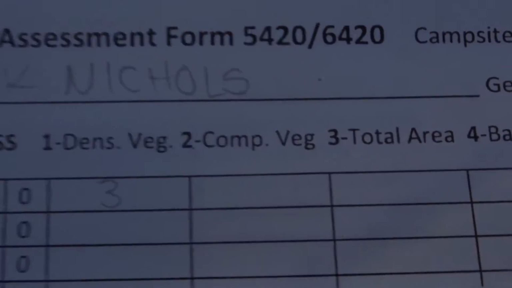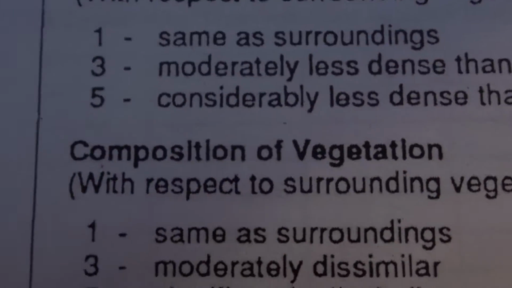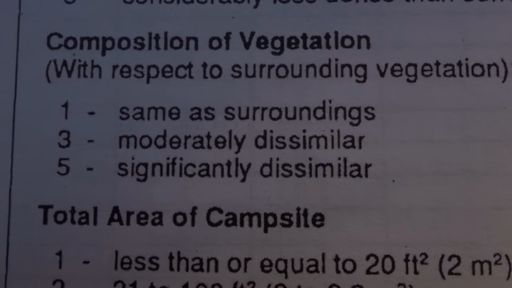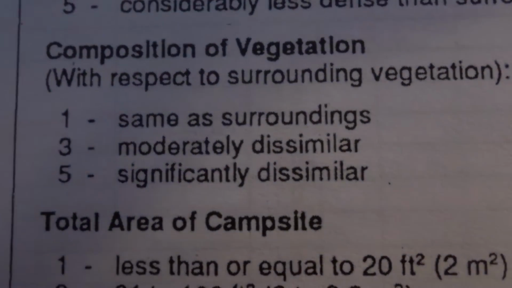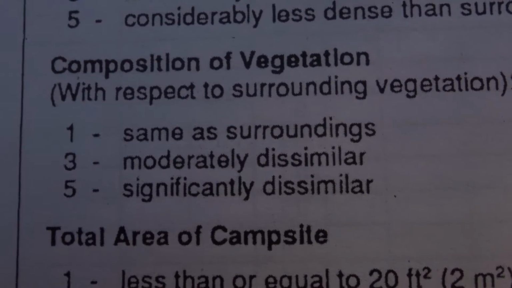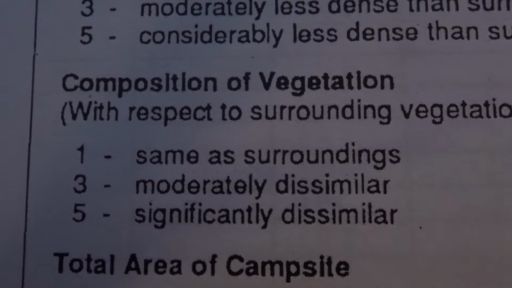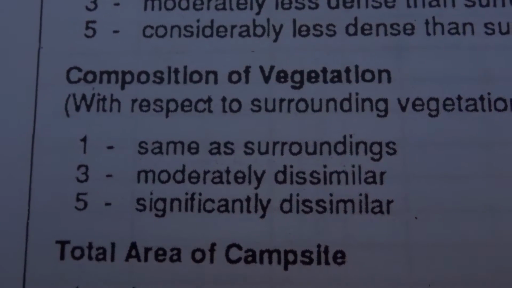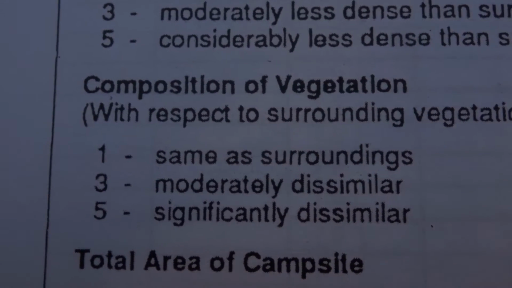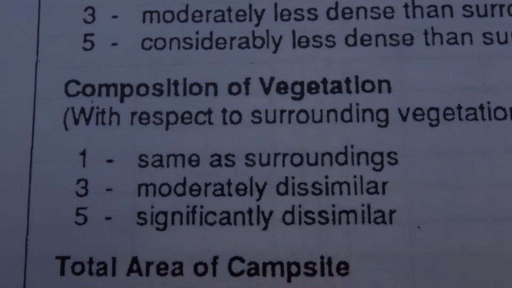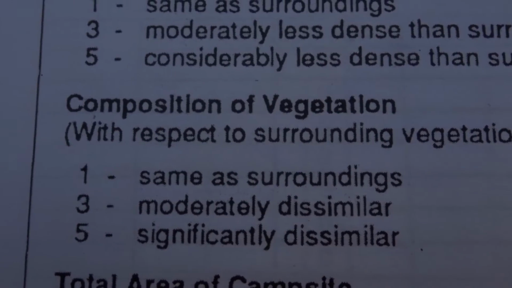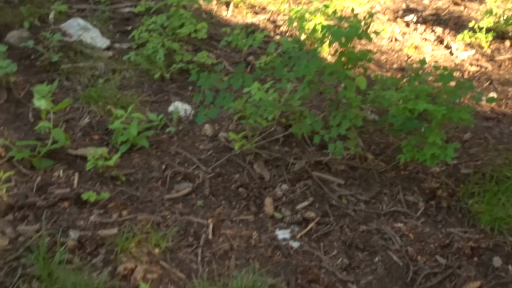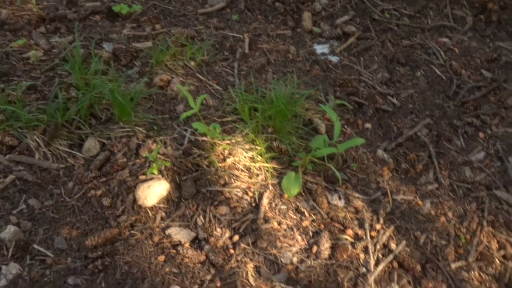And our next column, composition of the vegetation. So composition with respect to surrounding vegetation: same as surrounding, moderately dissimilar, significantly dissimilar. So composition would say, what's the mix of grasses, little tree sprouts getting going, and then forbs, flowers, and so on. So it's moderately dissimilar, because when we look over here, we have small bushes, we have forbs, and we have grass tufts.